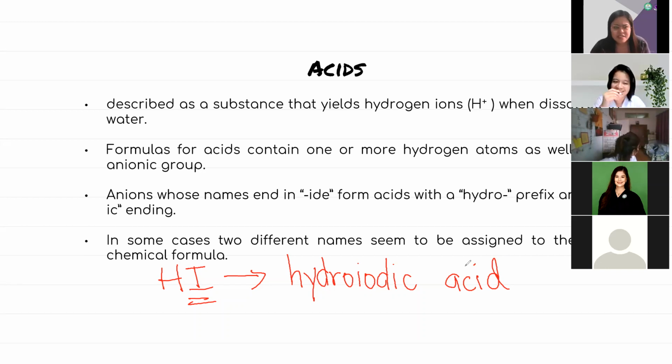Hydroiodic acid. But actually, you can call this hydrogen iodide. It's just for the sake of the acid siya. Especially if they become gas, this will become acid kasi or liquid.